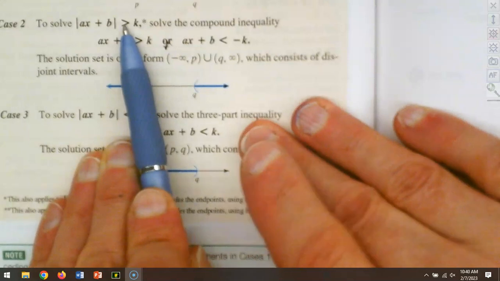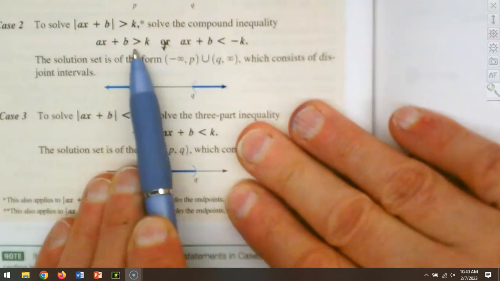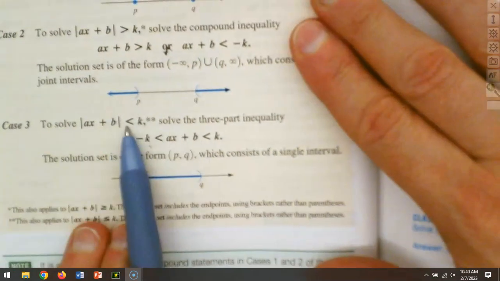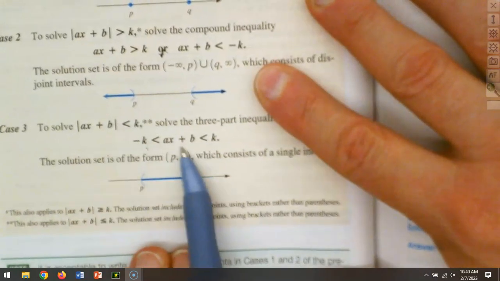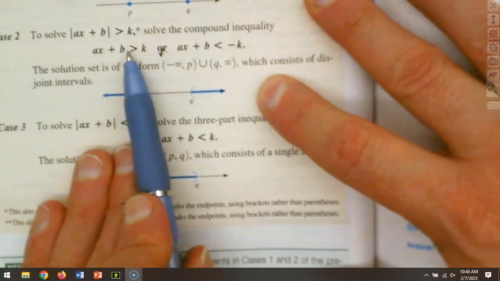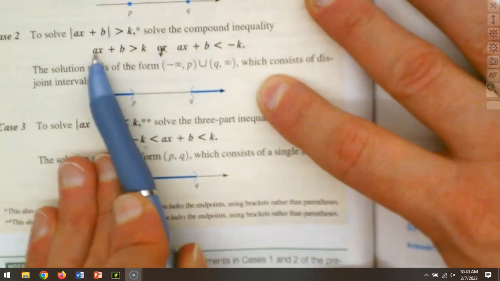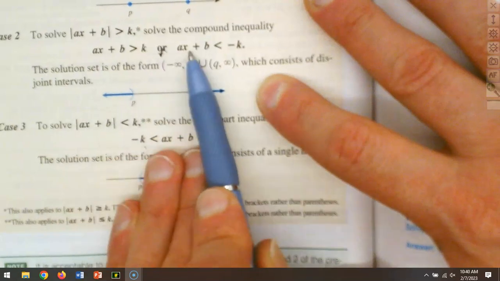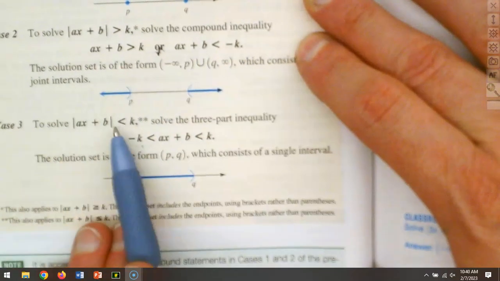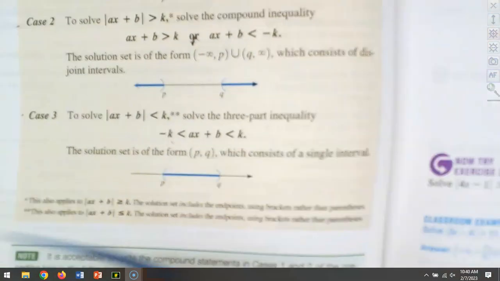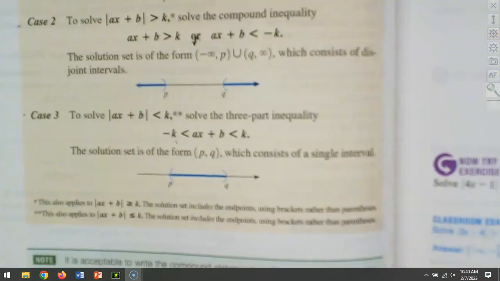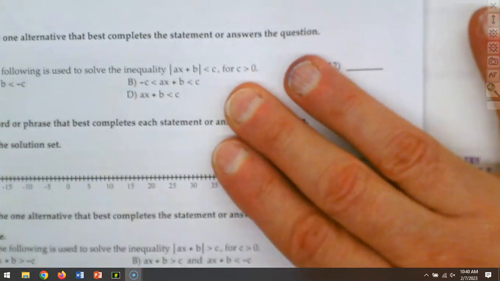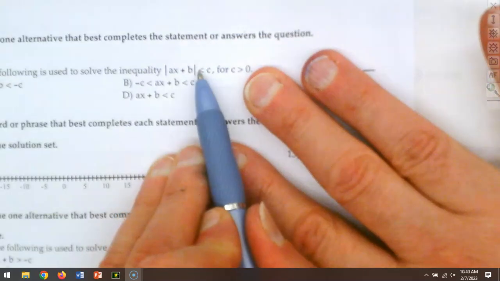If it points to the right, that means we have these two inequalities separated by an or. If it points to the left, it's in between the two. Now notice this one is absolute value. AX plus B is greater than K. So we solve it. AX plus B is greater than K, or AX plus B is less than -K. If it's the opposite way, then it's in between. Now, what do we have? Let's look here at question 12. If we look at question 12, which way does it point? Okay, it points to the left.